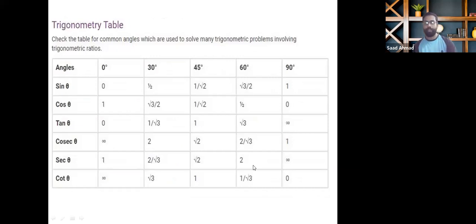Okay, so here's the next thing that we have. This is a table for the values of some important angles. So the sine of 0 is 0, the sine of 30 degrees is 1/2. I can tell you a quick way. First of all, what you do is you write 0, 1, 2, 3, and 4. Then you divide them by 2.